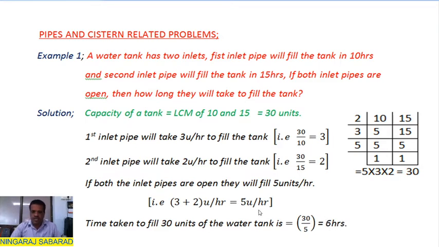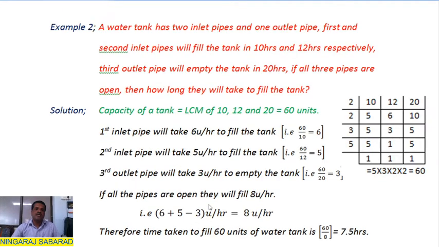I hope you understood this problem. Let us see another example similar to this, with a little bit of change. In example 2, a water tank has two inlet pipes and one outlet pipe. The first and second inlet pipes will fill the tank in 10 hours and 12 hours respectively. The third, outlet pipe will empty the tank in 20 hours. If all three pipes are open, then how long will they take to fill the tank?